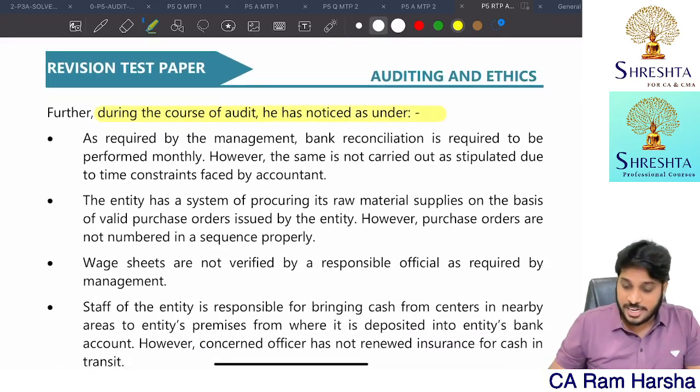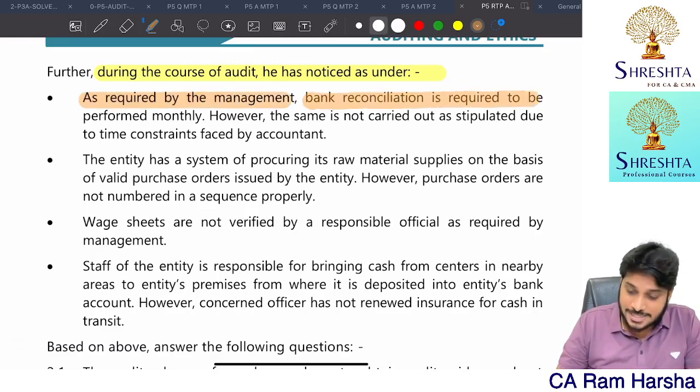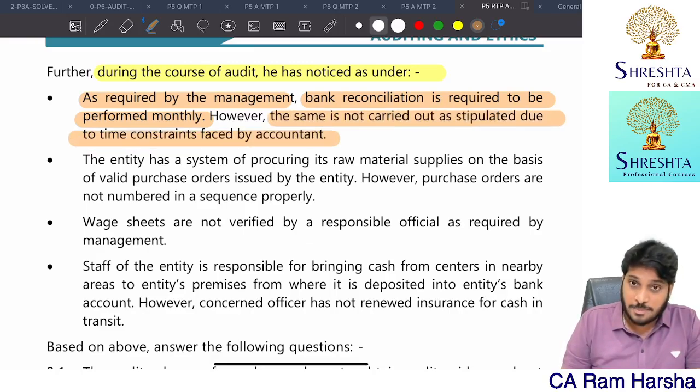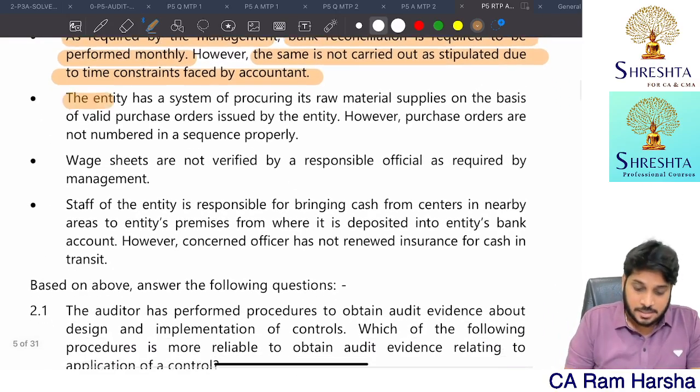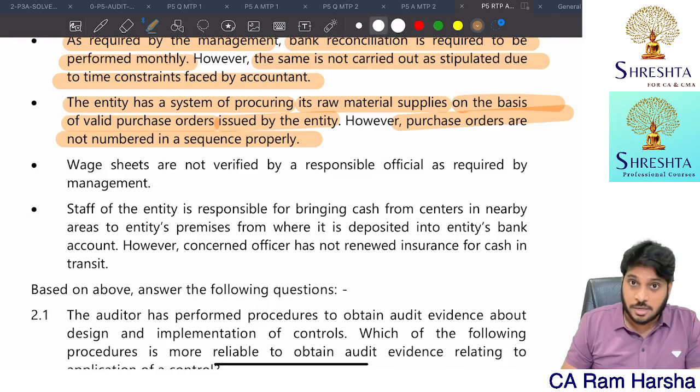Further, during the course of audit, he has noticed the following. What all did he notice? As required by management, bank reconciliation is required to be performed monthly. However, the same is not carried out at the stipulated date due to time constraint. This is a deficiency in internal control, a weakness in internal control. The entity has a system of procuring its raw material supplies on the basis of valid purchase orders issued by the entity. Only when there is an order, purchase can happen. However, purchase orders are not numbered. It's a deficiency. Purchase orders must be serially numbered, pre-printed, that too, computer generated if possible. Getting it? So that's a deficiency.